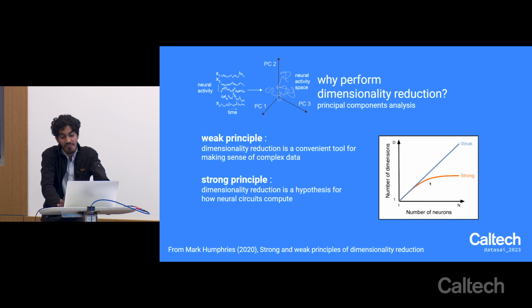But again, these are two very different and competing perspectives, and different people have different views. We'll talk about this again tomorrow when we think about neural population dynamics, and we'll go into some success stories of how the strong principle has been applied. But this is something to think about when you apply these methods to your data set. Are you actually making a hypothesis when you're performing dimensionality reduction?